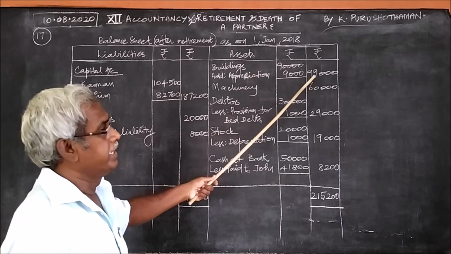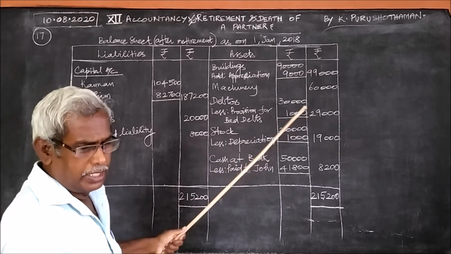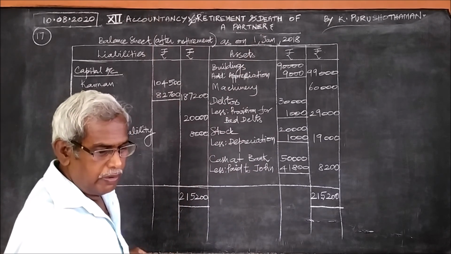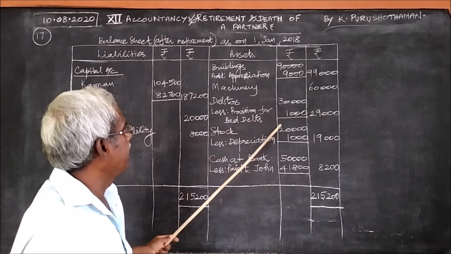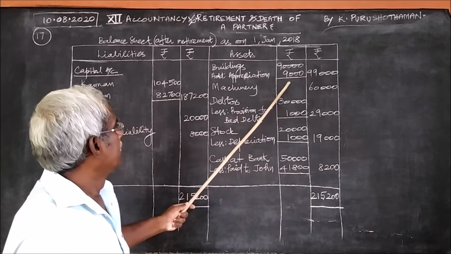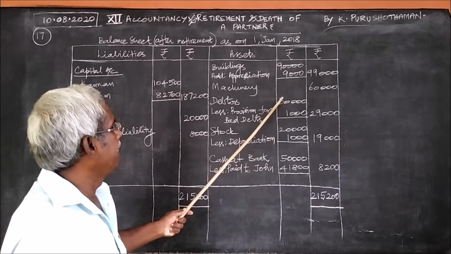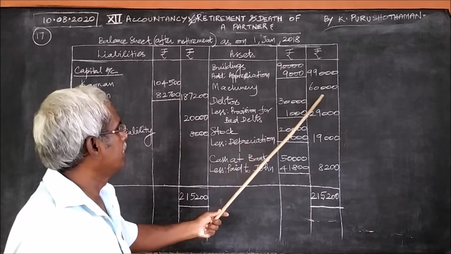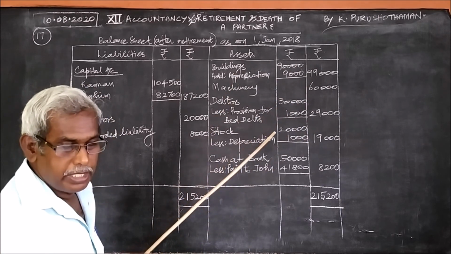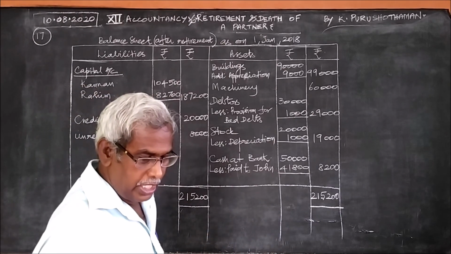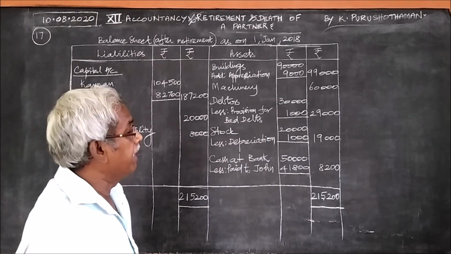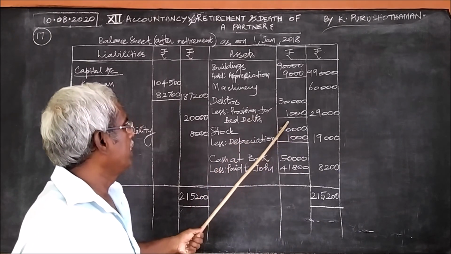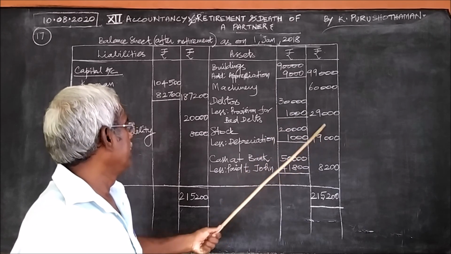Machinery, no adjustment, write it. Debtors 30,000. Here, under adjustment number 3, provide 1,000 for bad debts. That is, provision for bad debts is 1,000. It will decrease the value of the debtors. Therefore, less provision for bad debts, 1,000, gives 29,000. Then the next item is stock. For the stock, under adjustment number 2, depreciated by 5%. So less depreciation: 5% of 20,000 is 1,000, so 19,000.